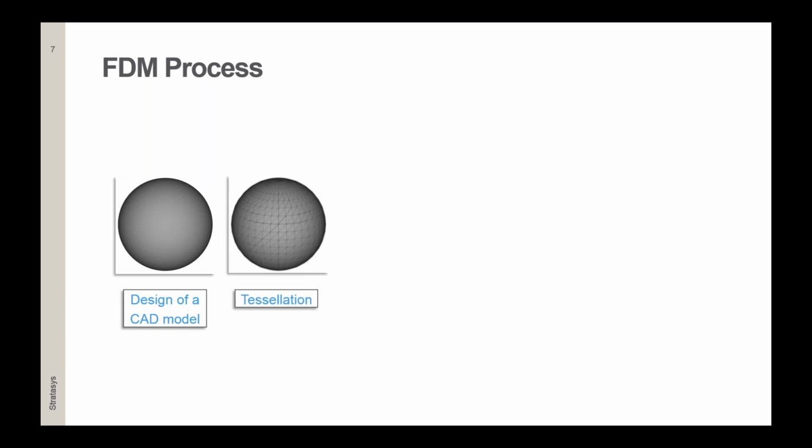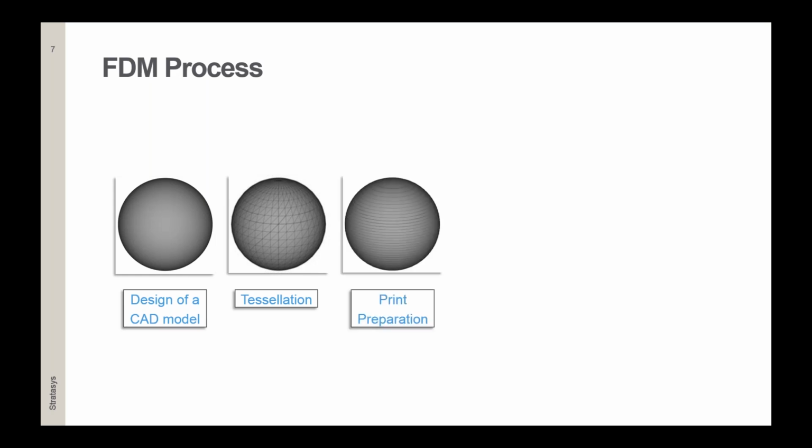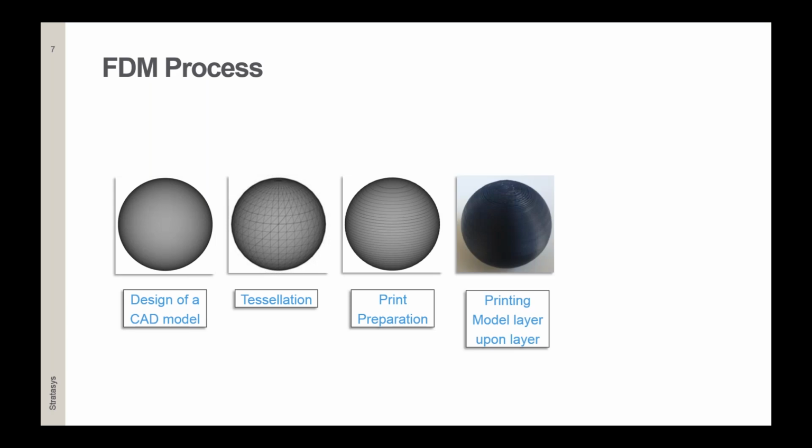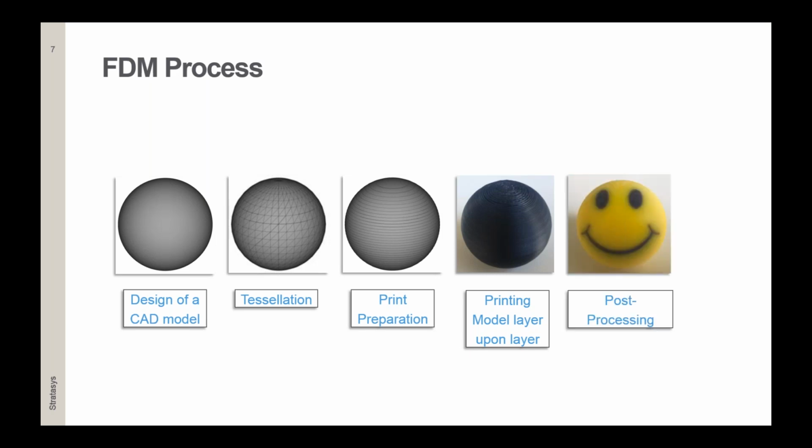So next, first of all, we will speak a little bit about the FDM process, and it is important to think about every step in the FDM process already when designing the CAD model. So you can save time for everyone involved in this process. As a next step, after designing a CAD model, you have a so-called tessellation. We will jump into it a little bit later. Then we have the next step, print preparation, which is done by the software. Next, we have the printing of the actual model layer by layer. And the last step, but not least, is post-processing.